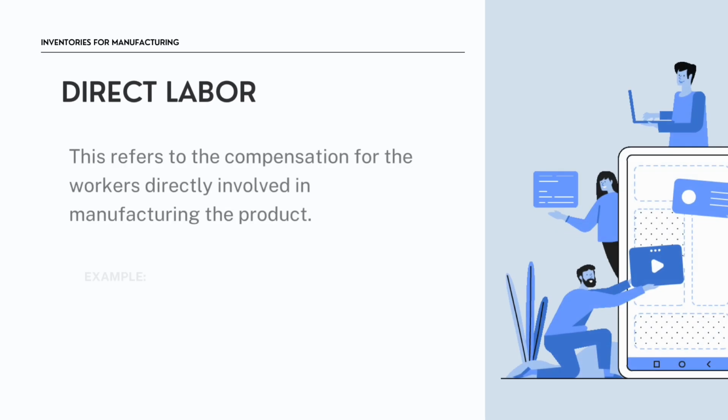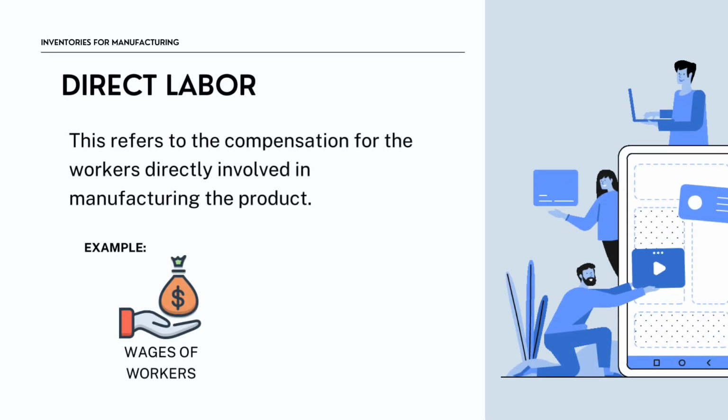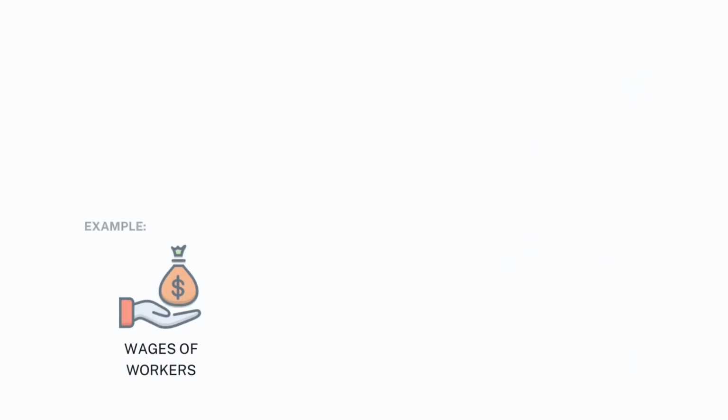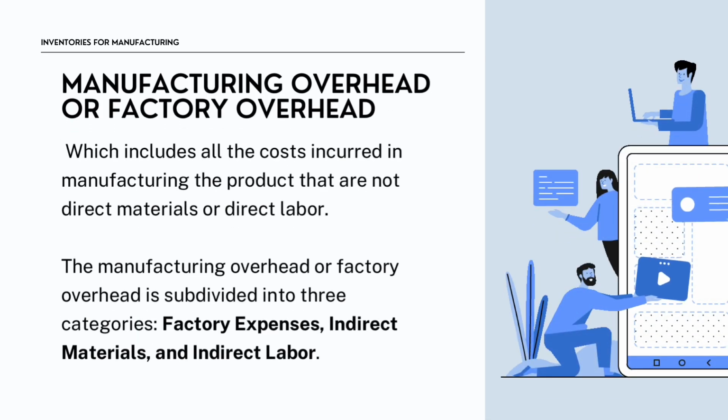Second one is direct labor. This refers to the compensation for the workers that are directly involved in manufacturing the product. For example, wages of shoemakers and wages of those who operate machines that are needed to make the product. Lastly is the manufacturing overhead or factory overhead, which includes all the costs that are incurred in manufacturing the product that are not direct materials nor direct labor.